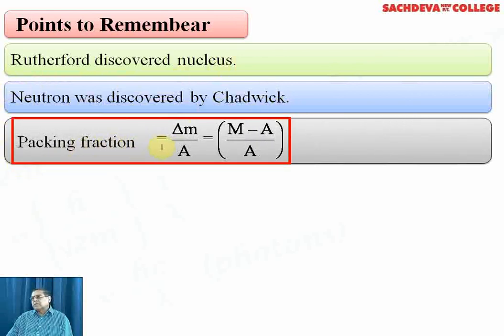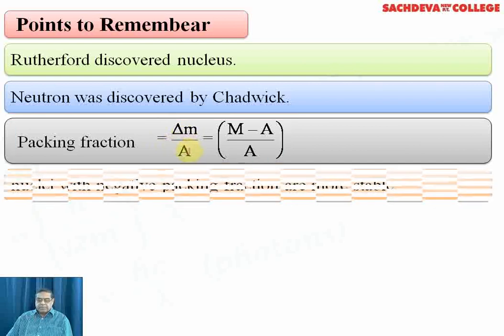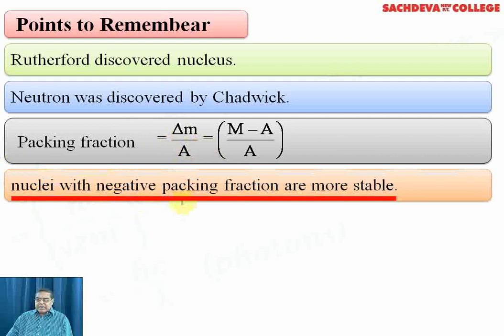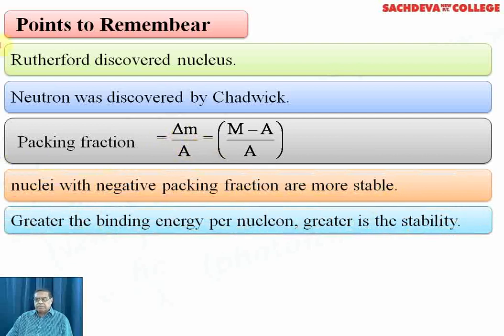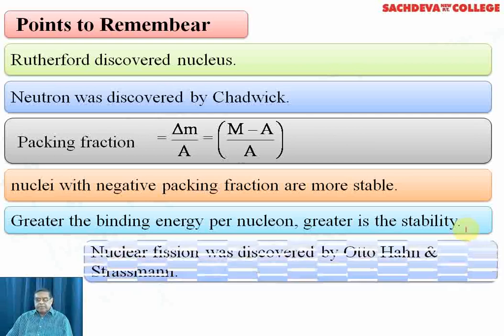Packing fraction, that is mass defect over nucleon number, is called the packing fraction. A nucleus with negative packing fraction is more stable. The greater the binding energy per nucleon, the greater the stability. This is explained in the binding energy curve. Binding energy per nucleon is normally 8 to 8.8, and if it is less than 8, then instability takes place. The peak value of binding energy per nucleon is for iron, and that is 8.8.